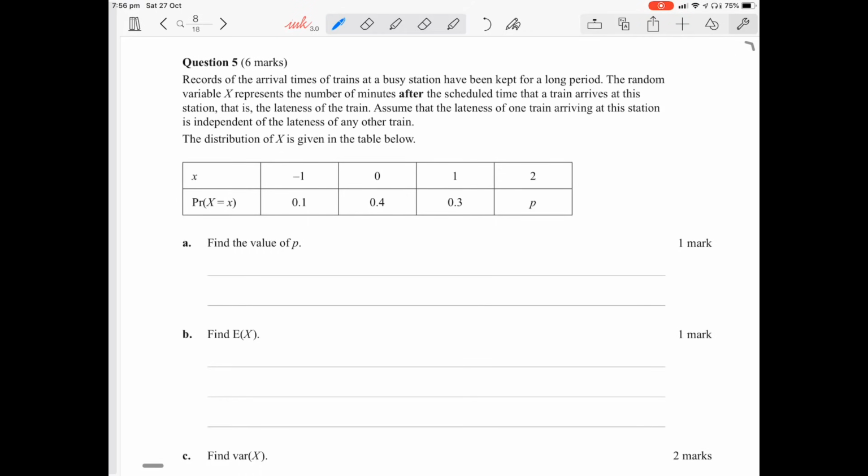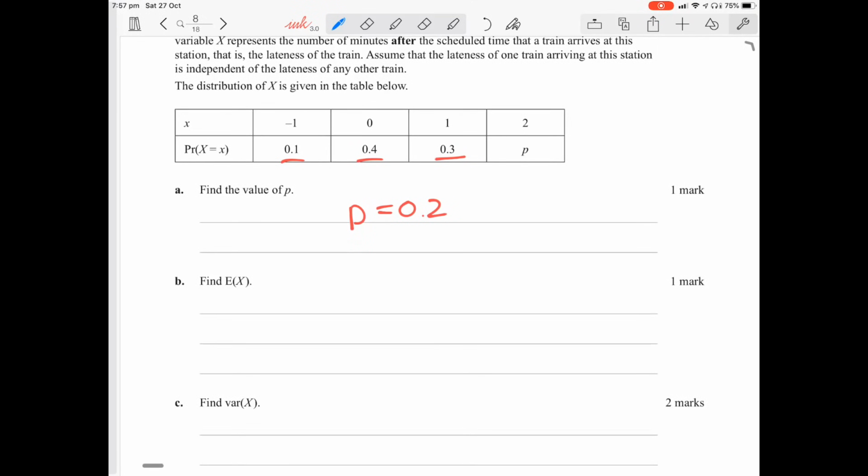Records for the arrival times of train at a busy train station, having been kept for a long period. The random variable x represents the number of minutes after the scheduled time that the train arrives at the station, that is the lateness of the train. Assume that the lateness of one train arriving at the station is independent of the other one. Find the value of p. Oh, that's a tricky one. 0.1 plus 0.4. They add up to 0.8, so p has to equal 0.2.